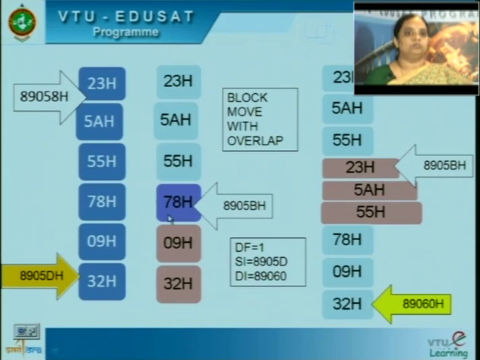So for such cases, DF equal to 1 is required. And for this DF equal to 1, the source pointer and the destination pointer point initially to the last location, and when you execute MOVSB instruction, the pointers move up. Both of them will be pointing here at the end, and similarly the destination will be pointing here after the instruction.